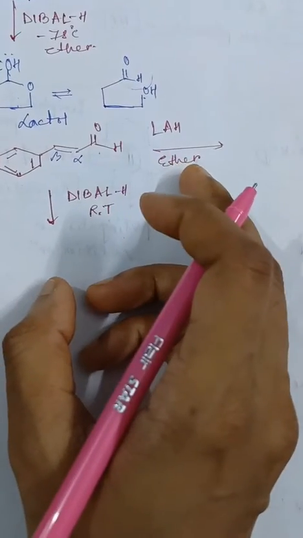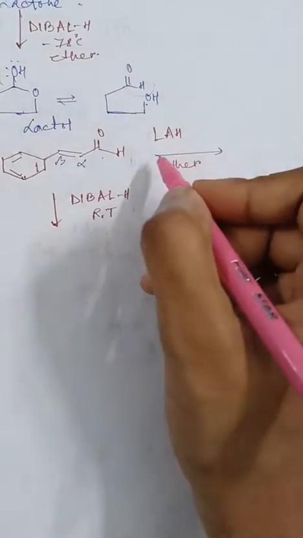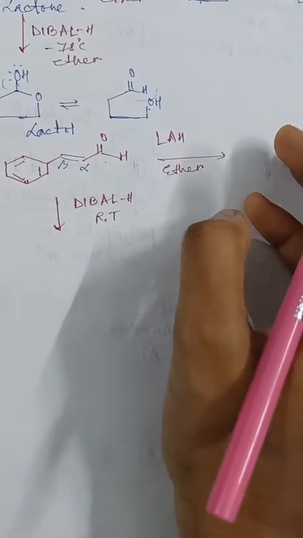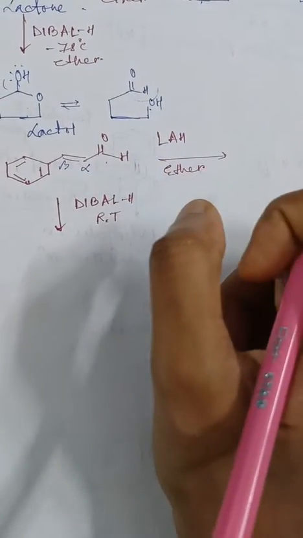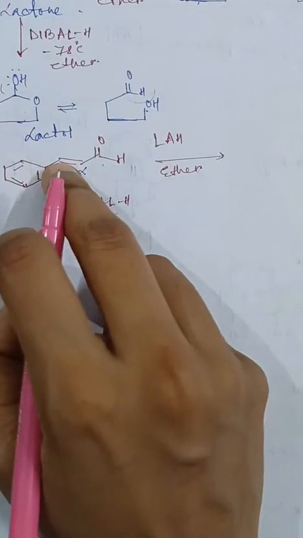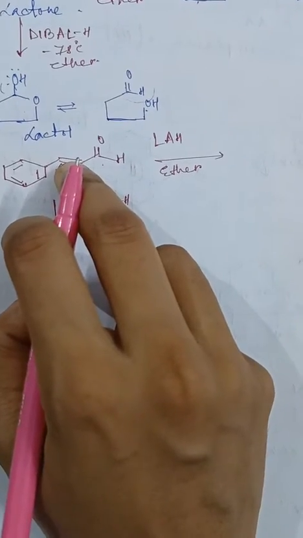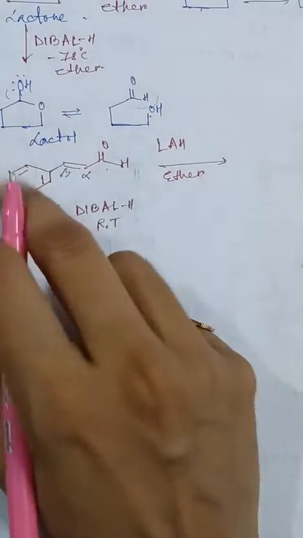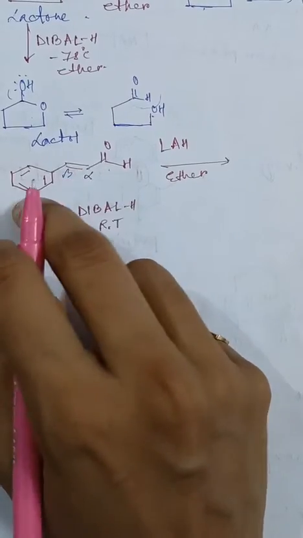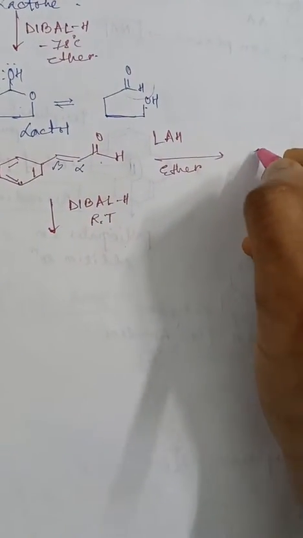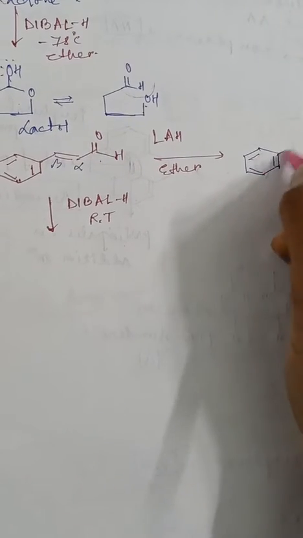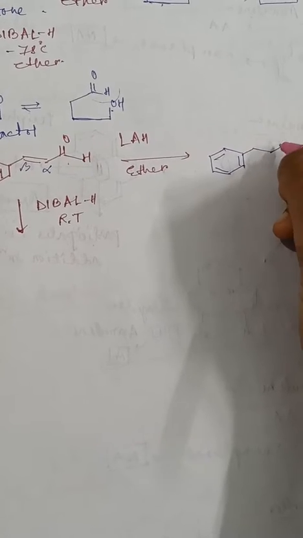Now when we use lithium aluminum hydride, it basically reduces polar multiple bonds, but here it is a carbon-carbon bond. It's not polar, but it also reduces this carbon-carbon bond because it's in conjugation with this phenyl ring. Since this double bond is in conjugation, it also reduces this double bond. So it becomes saturated, and as I said before, it reduces the aldehyde group, so it becomes alcohol.